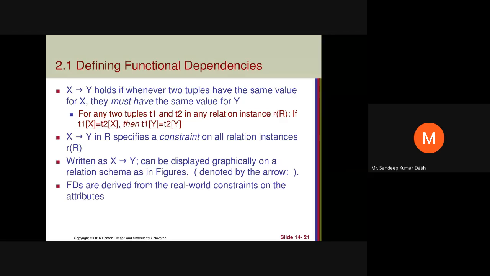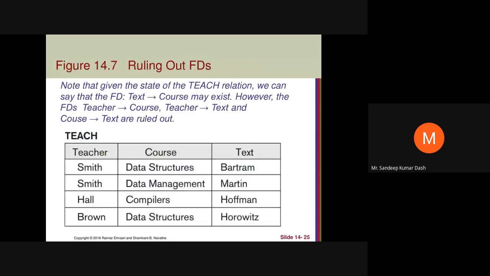Say the two attributes about which you are talking about the functional dependency. Suppose X and Y are two attributes. So if the value for X under tuple 1 is similar to the value for X under tuple 2, then the value for Y under tuple 1 and the value for Y under tuple 2 should be the same. Better you see this example here.